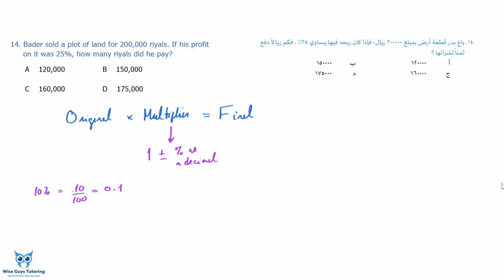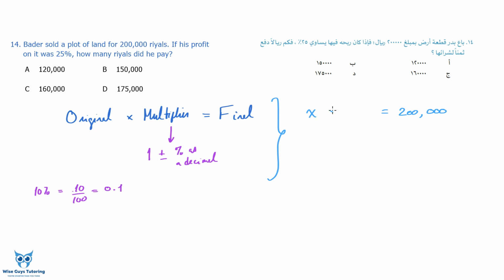So here's what I'm gathering from the story. The 200,000 is actually the final amount. That's the final value of the land after he put his 25% profit. So what we don't know is how many riyals did he pay for his plot. Let's say the original, and as usual, since I don't know it, I'm just going to call it X for now. That's what we're looking for. How much did he pay originally?